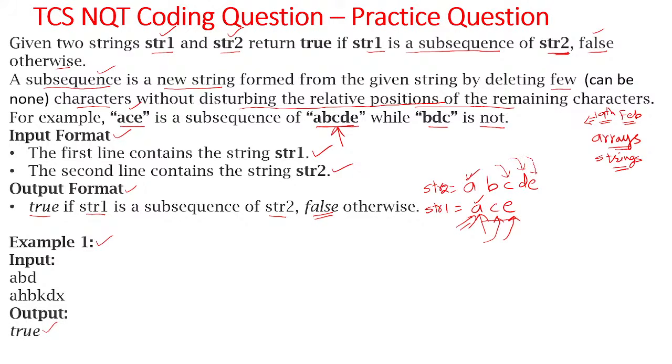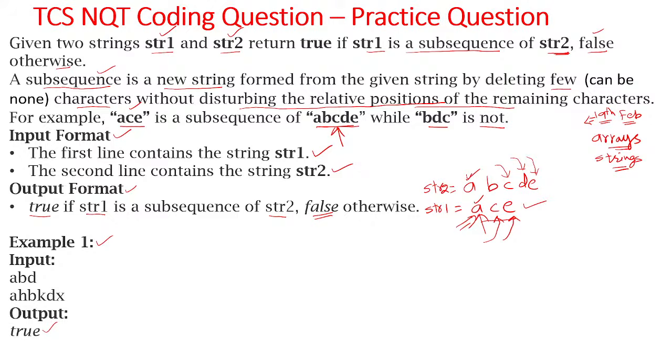Okay, then we'll move to the next character. Then E equal to E. Yes. Okay, now end of the string 1 is reached here. So once you reach end of the string 1, don't worry even if you don't reach end of the string 2. This string 1's characters are identified in string 2. That means string 1 is a subsequence of string 2.